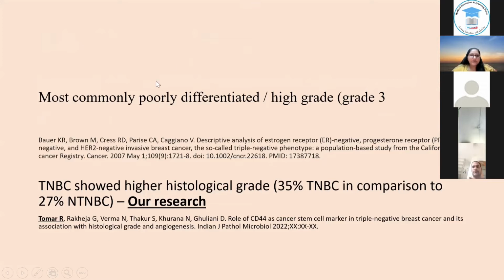But as I told you, I also did a research. I will be talking about this research in detail. That was my research on cancer stem cell markers in TNBC. But we compared that with histological grade also. And my observation was that TNBC showed higher histological grade as compared to non-TNBCs. So 35% were grade 3 as compared to 25% of non-TNBC. So this is in consensus with the research which has already been carried out.